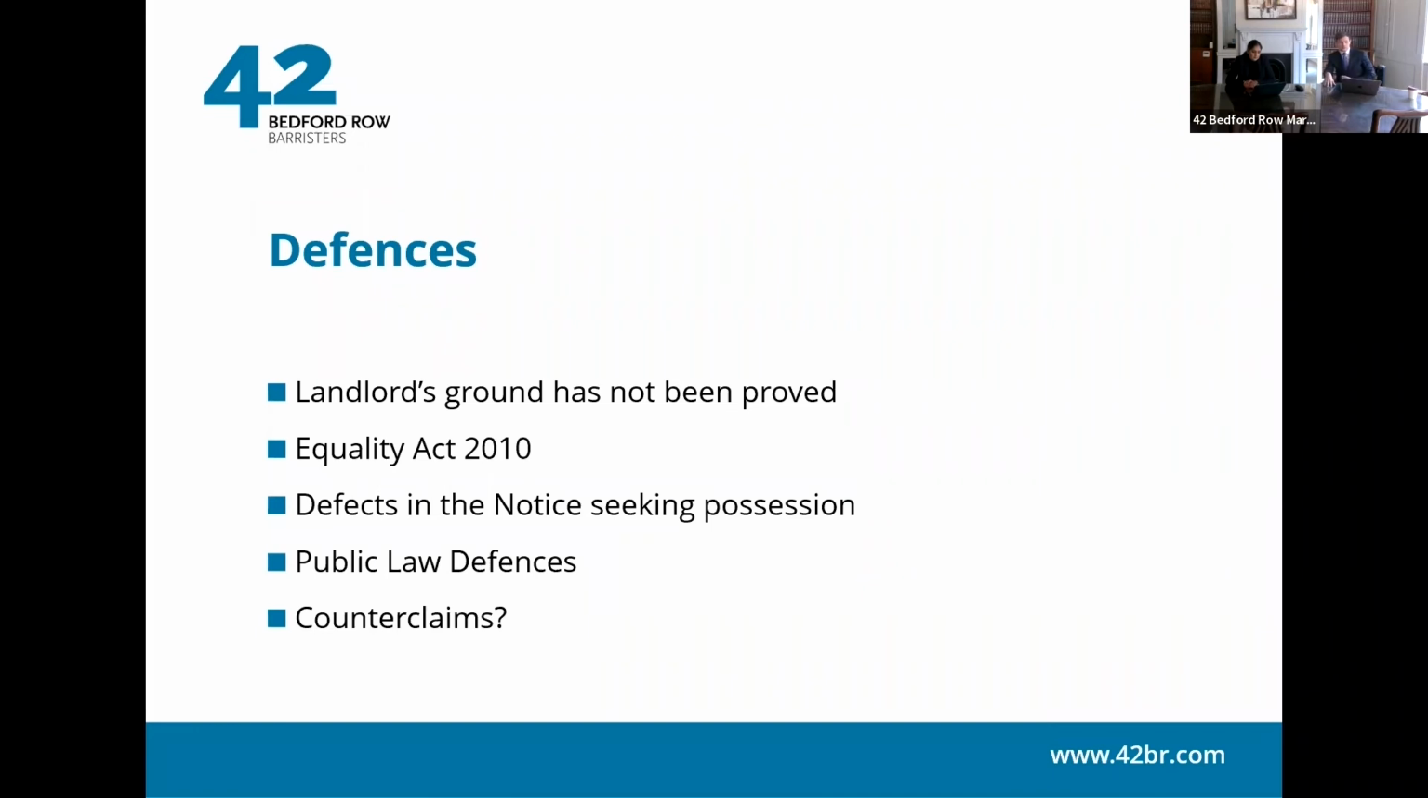When you're looking at technical defences, it's also worth remembering the requirements of the CPR. So have you complied with the pre-action protocols? Have you done what the procedural rules require you to do? If not, go back and make sure you are doing them, otherwise you may face a technical defence on those points.